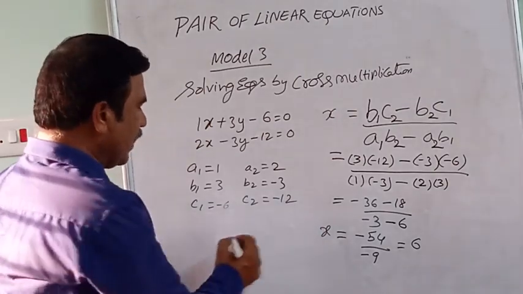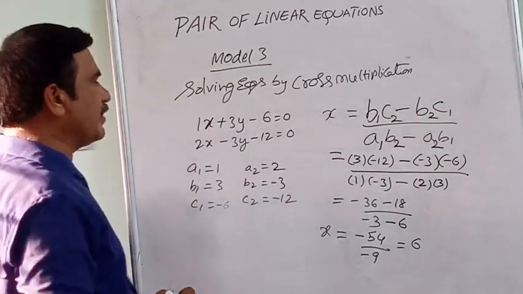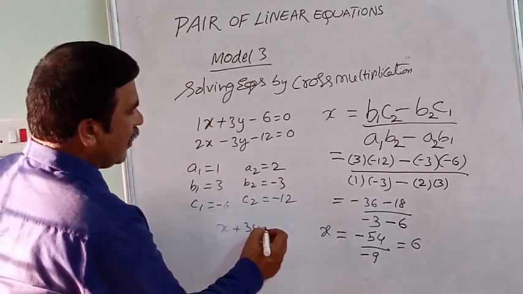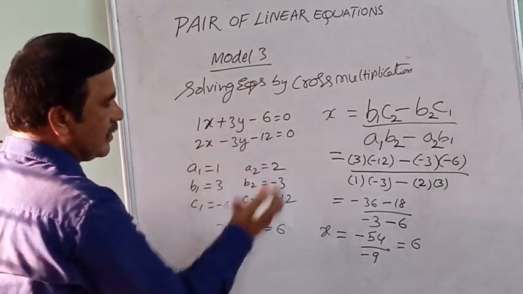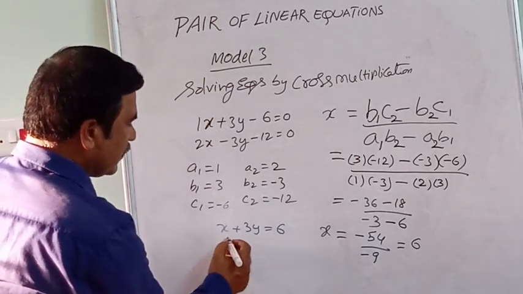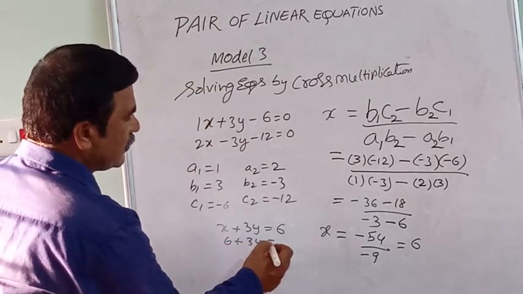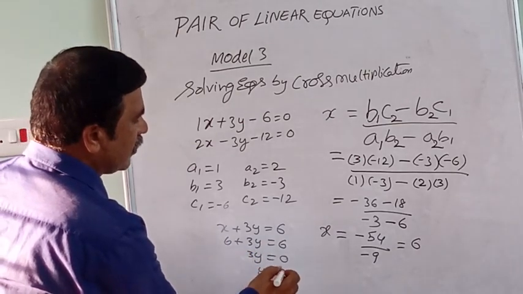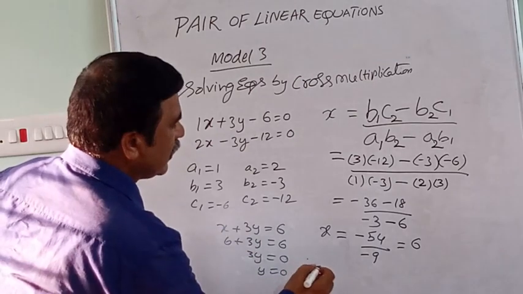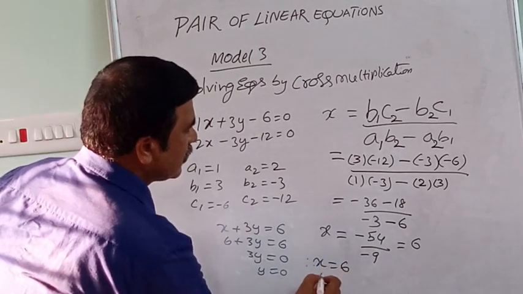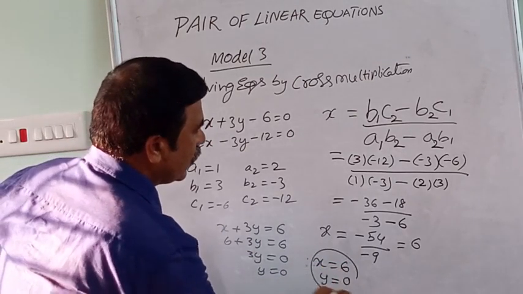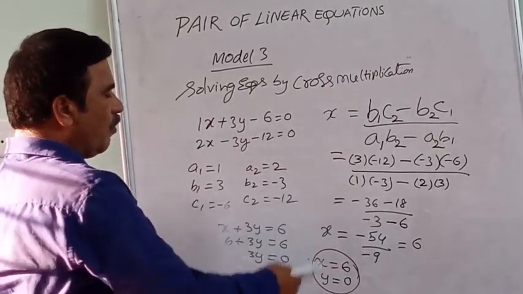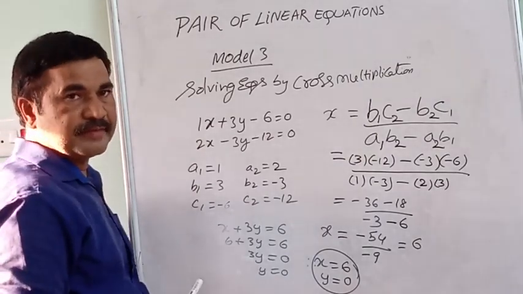X is 6 means substitute in the first equation. See, x plus 3y is equal to 6. Send this minus 6 to this side. X is 6. 6 plus 3y is equal to 6. Then 3y is equal to 0. Y is equal to 0. Therefore, x is equal to 6, y is equal to 0 is the solution. Okay. By formula, enough. The y value you will get by substitution.